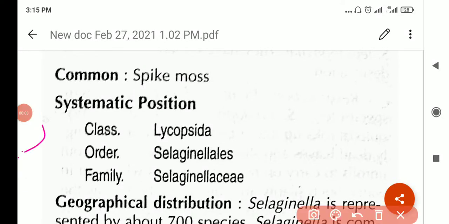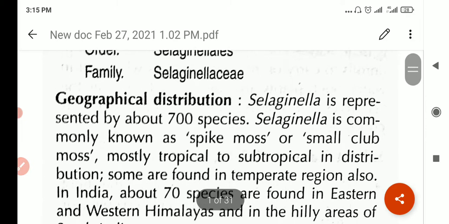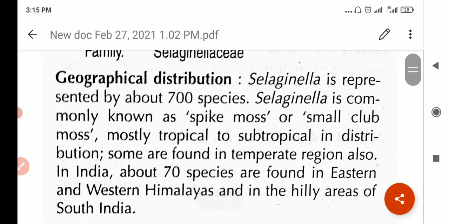Now, previously we did club moss, which was Lycopodium. So today let's look at spike moss, which is Selaginella. So here is the systematic position. You don't really need to know because you've learned the classification, no? Okay, now let's look where we can find it.